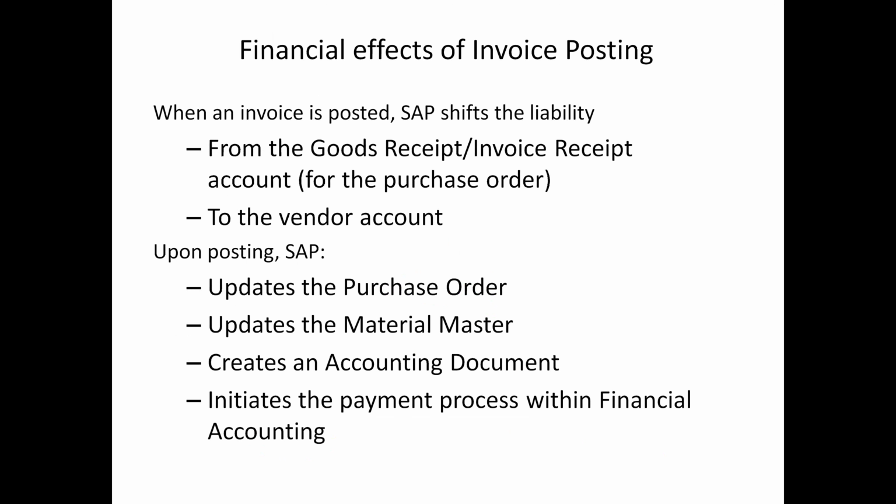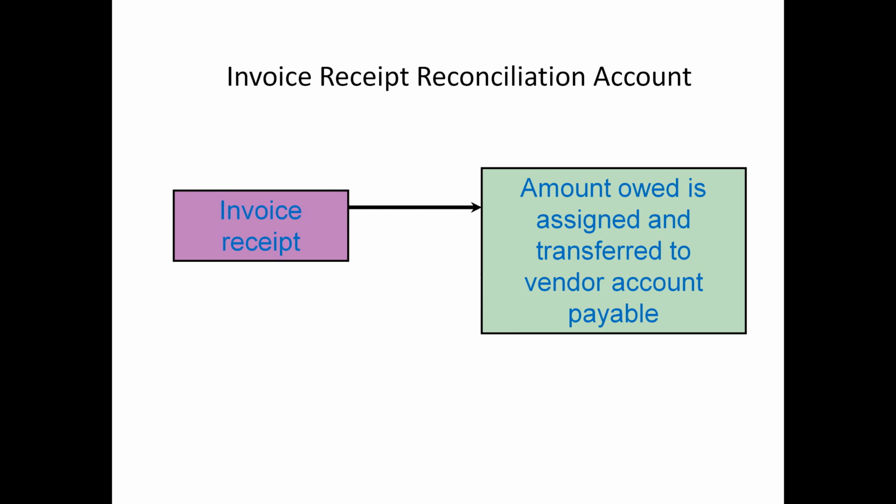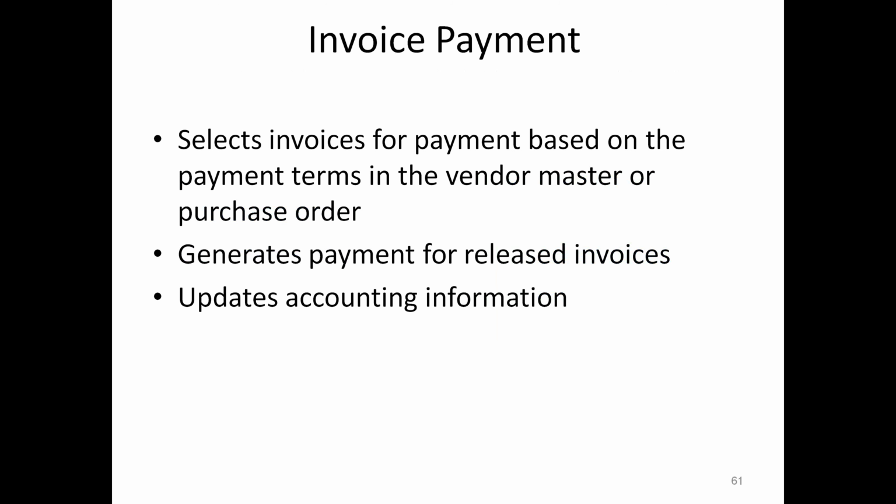So what does SAP do when you post the invoice? It updates the purchase order, it updates the material master, it creates an accounting document, and it initiates the payment process with financial accounting. That's what the system does. This is the reconciliation account that is assigned when you do the invoice receipt; the vendor is assigned to a reconciliation account.